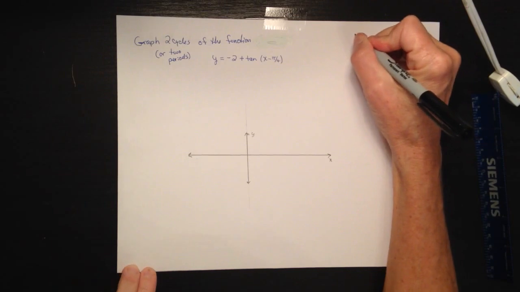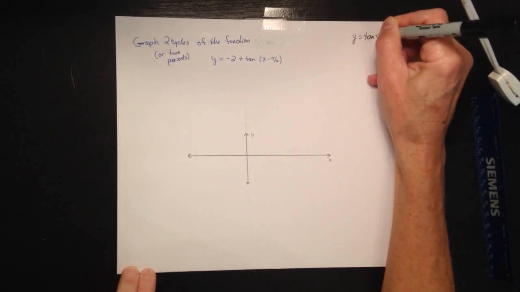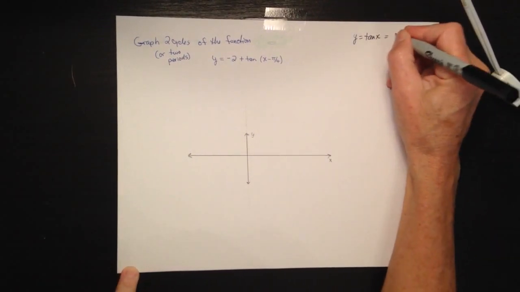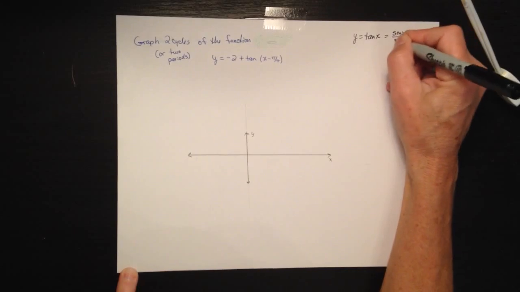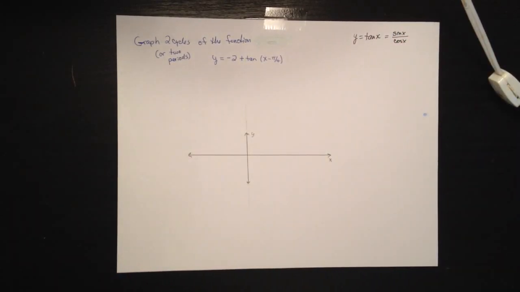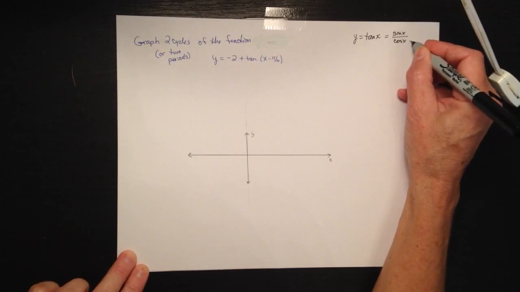So I just want us to remember, pretend like we're graphing y is equal to the tangent of x. And tangent function is defined to be the sine of x over the cosine of x. And this is a rational function. So any rational function has the potential to have vertical asymptotes because the denominator could equal 0 at some point. So for tangent of x, this will occur when the cosine is equal to 0 because that's our denominator.